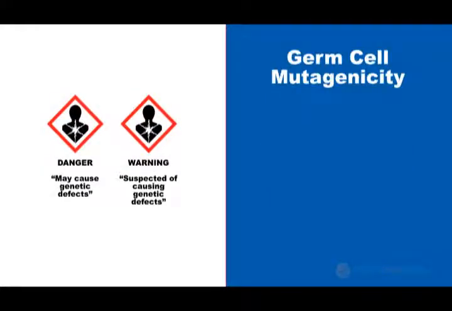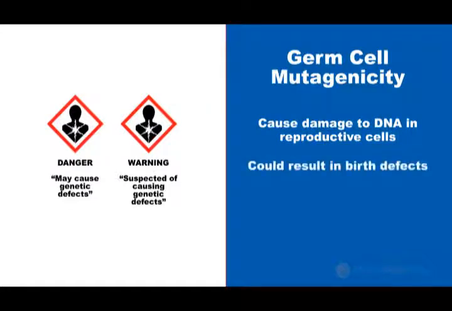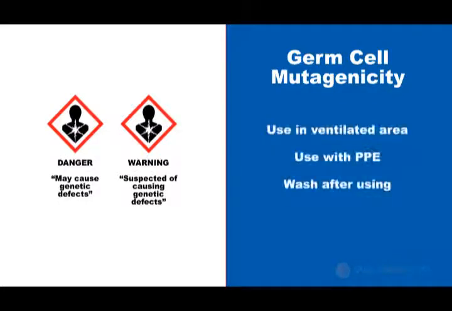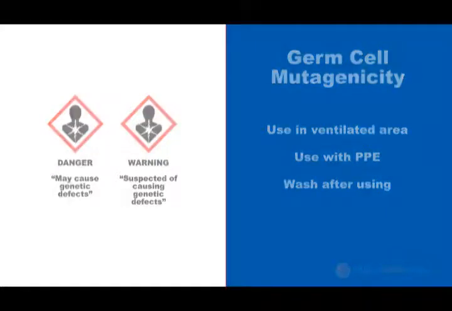Germ cell mutagenicity refers to chemicals that cause damage to DNA in the reproductive cells of humans, which could then be passed on to the child, possibly resulting in birth defects. Precautions for these chemicals include using these products in well-ventilated areas, using them with personal protective equipment, and washing after using them.